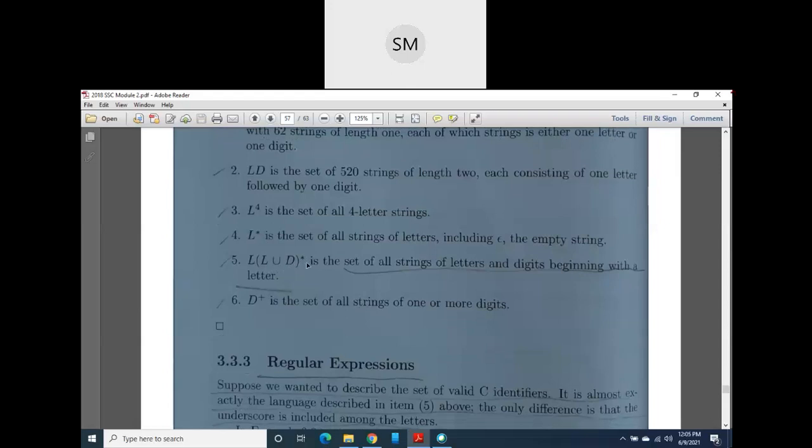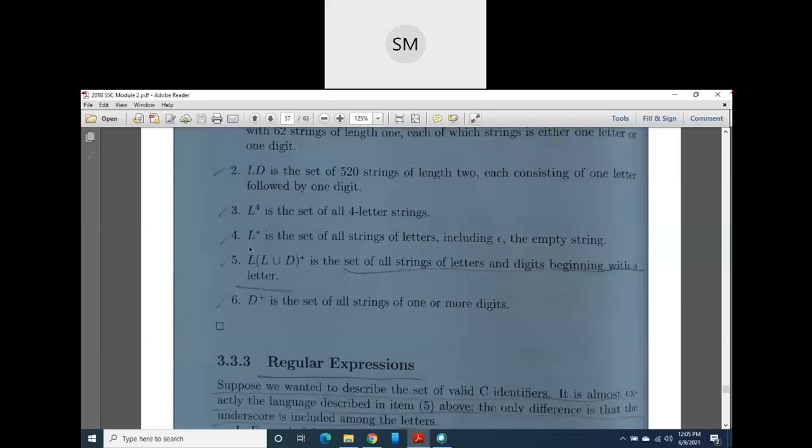What is it going to do? This star, as I already told you, means 0 or more. So if it is 0 after the union of L and D, you are not getting anything, then only L will be present there. If you get at least one character or symbol here, then it will be concatenated with this letter. So this gives us all the strings of letters and digits which begin with a letter compulsorily. At least one letter will be present.